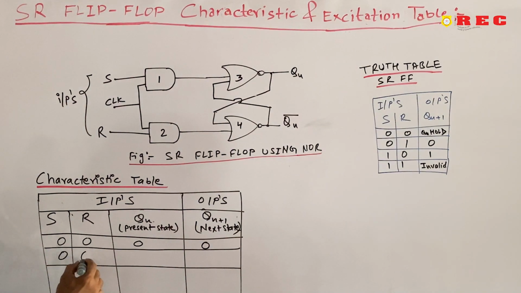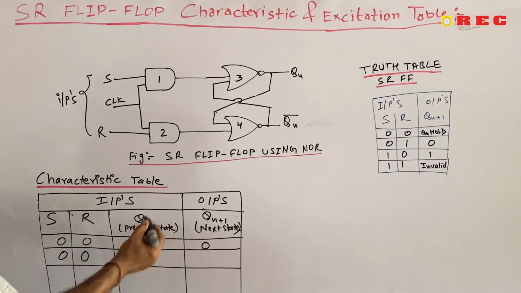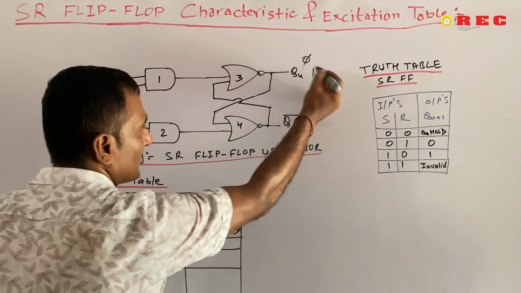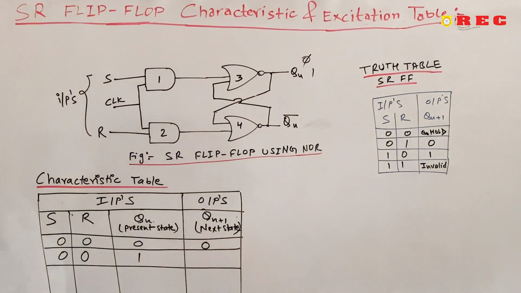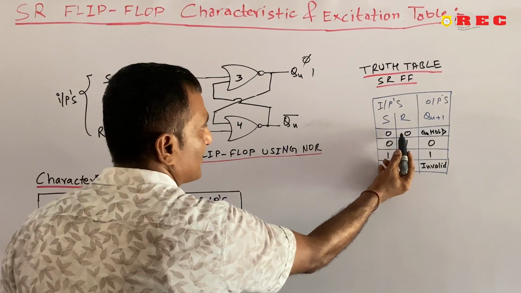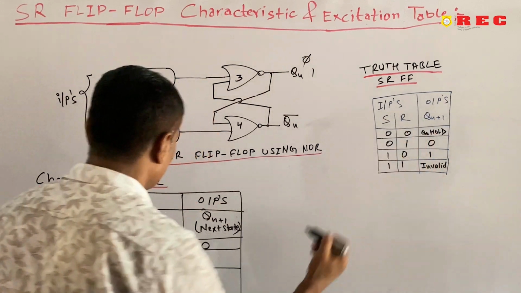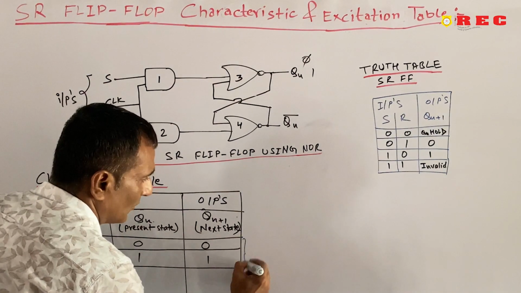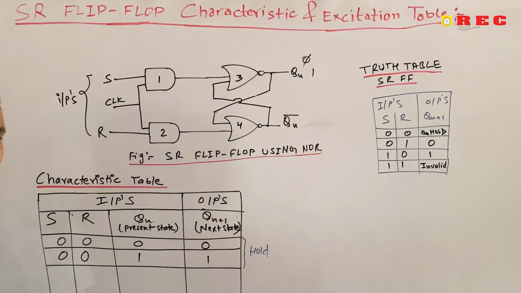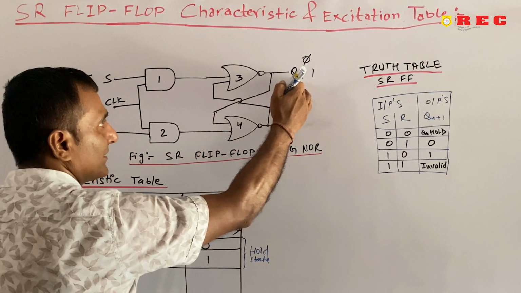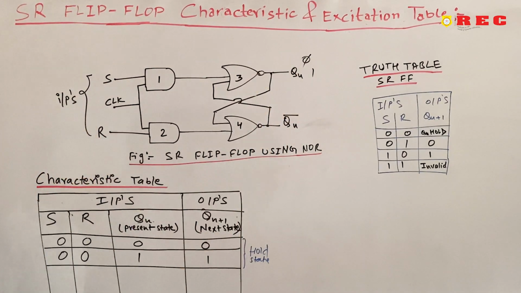Again, when S is equal to 0, R is equal to 0, and the present state was, here we have considered 1, initially we considered 0, but now 1, so we will put 1 here. And what will be the next state? In the truth table, if you see S is equal to 0 and R is equal to 0, then it is the hold condition, so hold is our 1. So we can say this is a hold state, because whatever was initially on Qn, that is our next state.